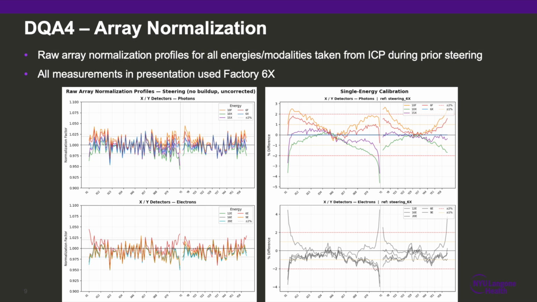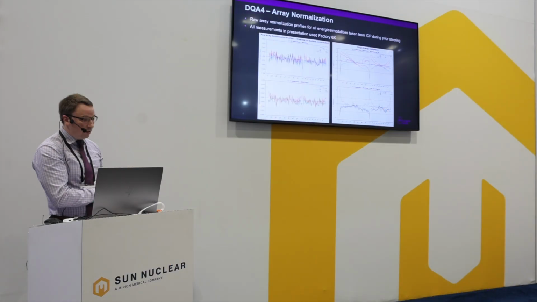But this gives me confidence that you can use just a 6X array normalization, because after this you're going to be setting baseline, and then it's just going to be shifts based on that baseline. So it's going to be an even smaller difference than this.